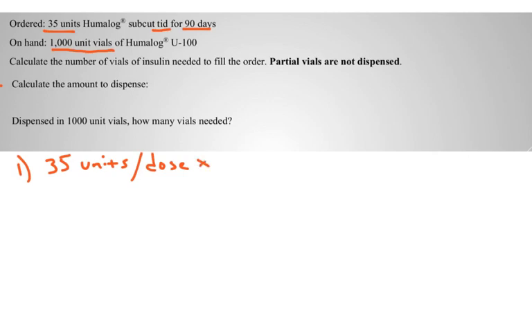And they're getting it TID, which is 3 times a day. So I'm going to write 3 doses per day, and you're going to multiply. I'll show you how you cancel the units. The dose goes away, the dose goes away, so it shows you what you have left. So now you have 35 times 3, so he is getting 105 units per day.